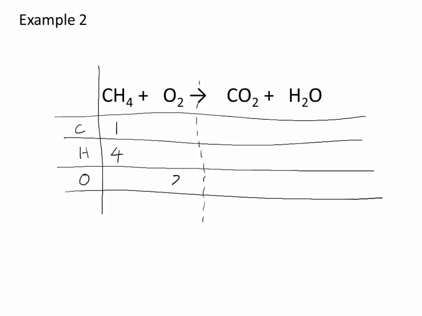There are 2 oxygen, you write directly below. There's 1 carbon under carbon dioxide, and there's 2 oxygen, 2 hydrogen, and 1 oxygen. Now you compare both sides, 1 to 1. Okay, it's balanced already. So it's balanced.